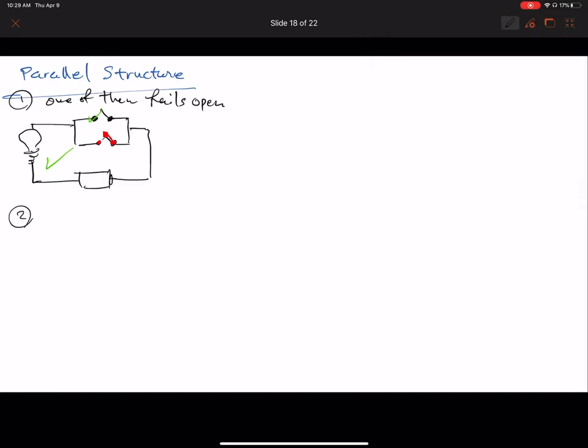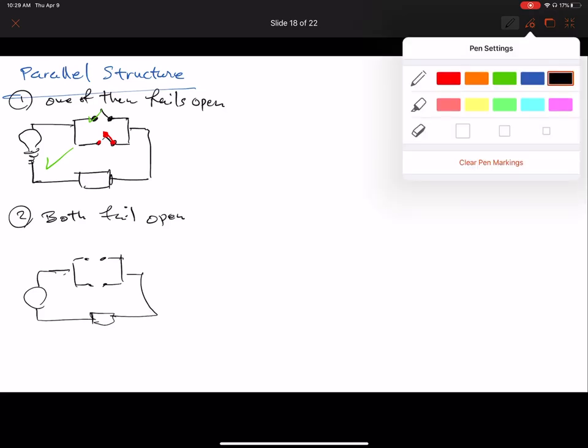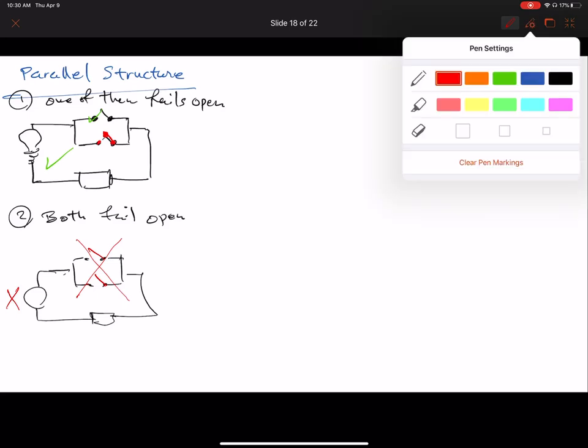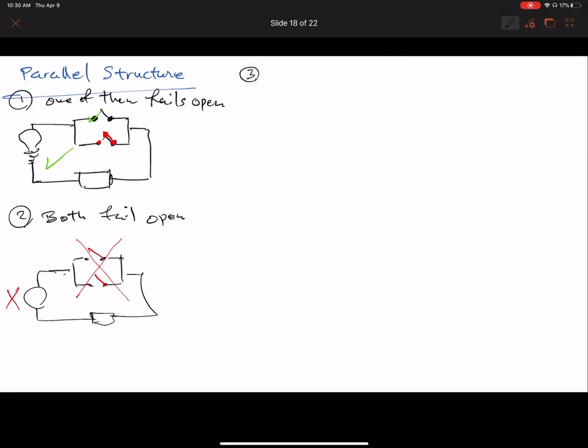So next case, both fail open. Both of them fail open. So this one is stuck, this one is stuck. You cannot close it back. So this part of the system is always open. You can't have a closed circuit, so the entire system is non-functional.